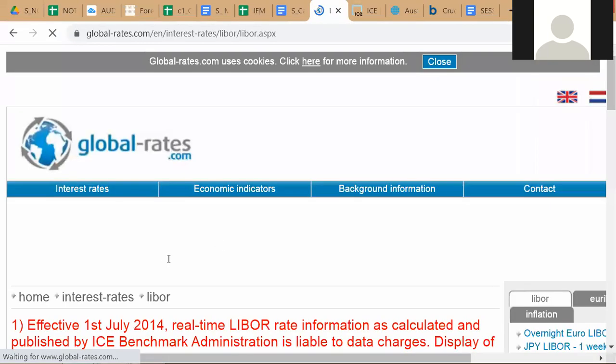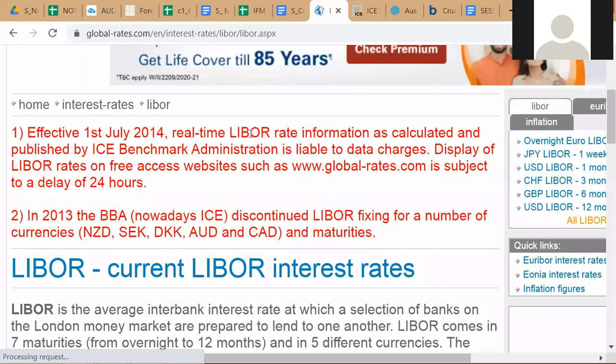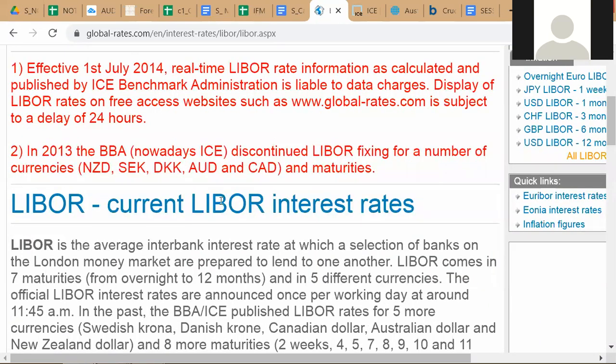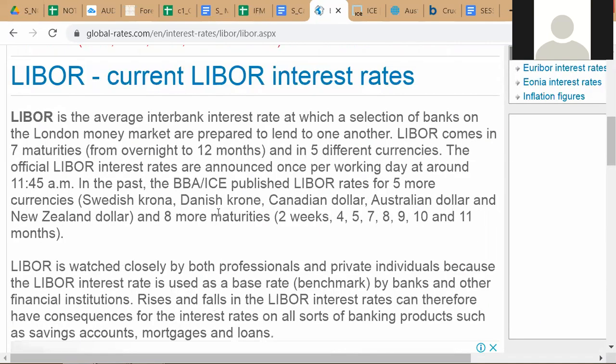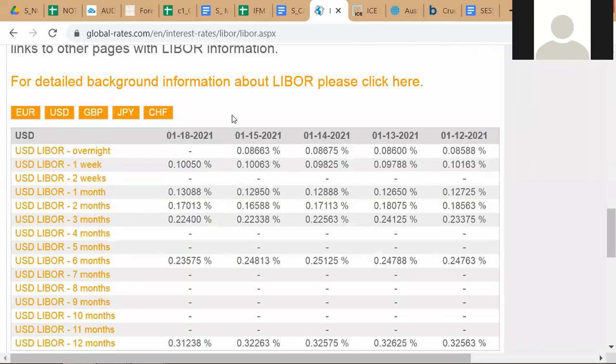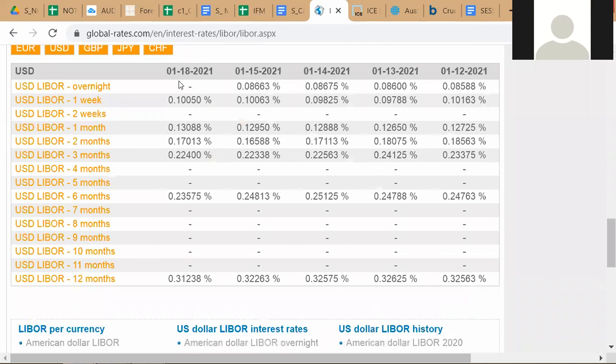Let's look at US dollar LIBOR. See, this is what I'm talking about. These guys have started charging for rates, and it's become a real pain getting hold of LIBOR data. Anyway, look at the current US dollar LIBOR. We got data for the 18th. This is your US dollar LIBOR: 1 month, 2 months, 3 months, etc.